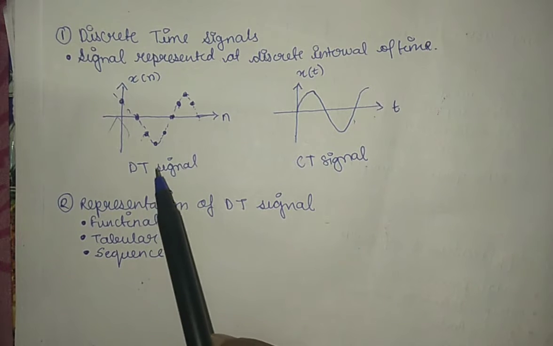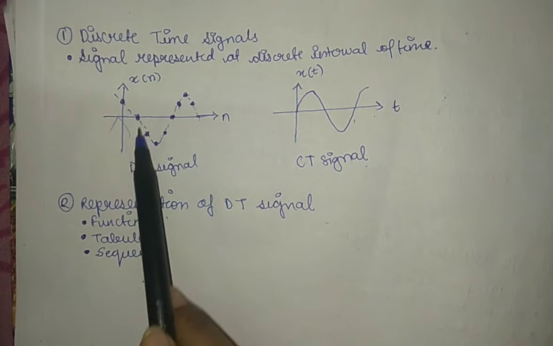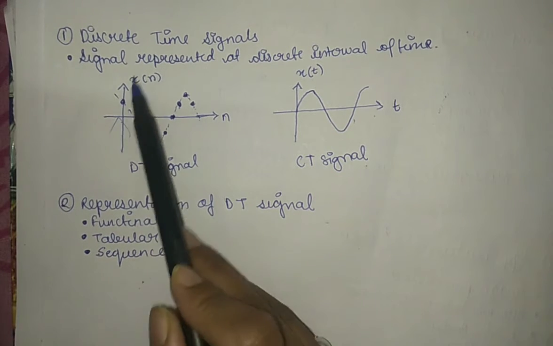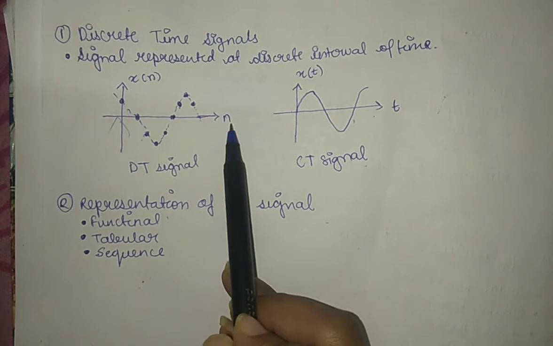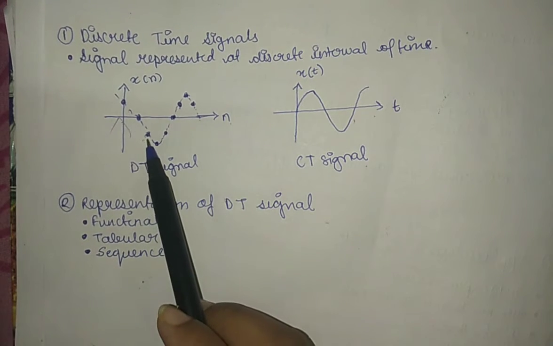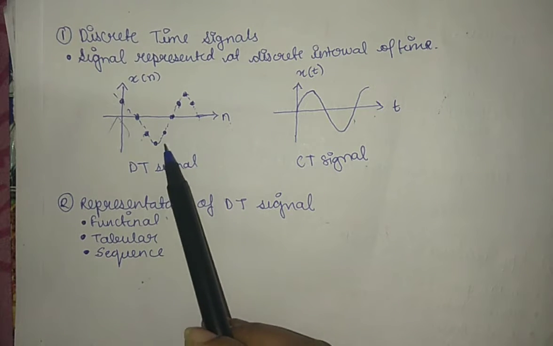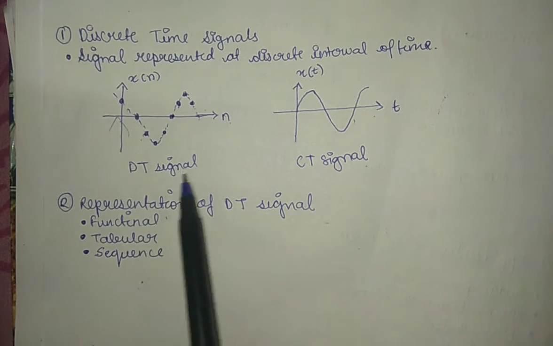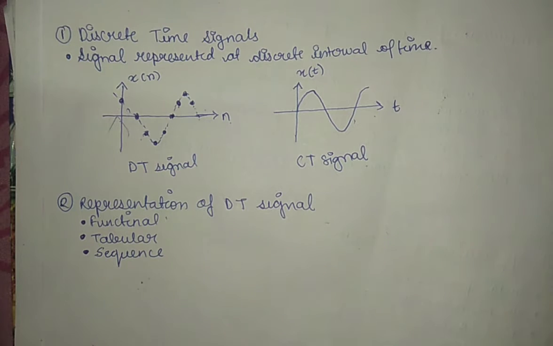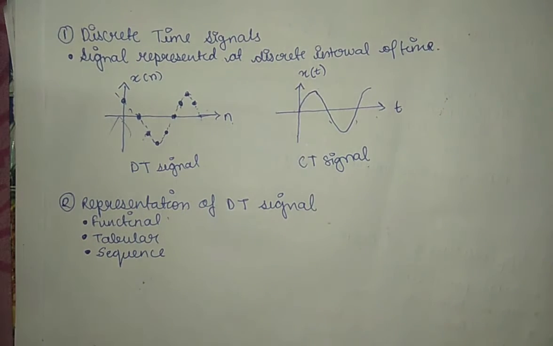So here is the graph. You can see that at the discrete intervals only points are shown. Generally the y-axis represents the amplitude and the x-axis represents the time. So at discrete intervals of time, when we join the dots we get a graph like this. This signal is known as a discrete time signal, and if the signal is represented at continuous intervals of time, it is known as a continuous time signal. So here it is represented like this.